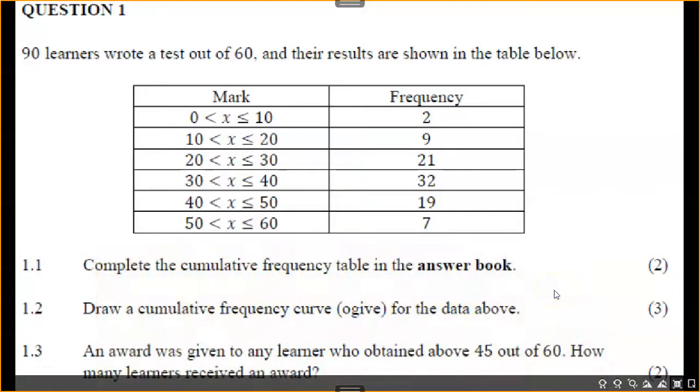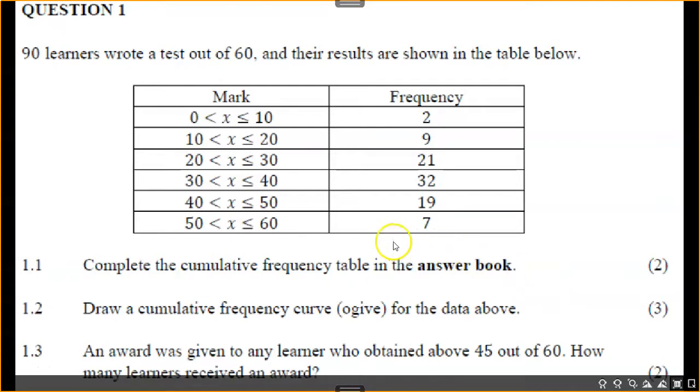Good day. In this video lesson, we'll be looking at the Cape Winelands Common September Paper 2 of 2018. And given to us is question 1. The information reads as follows. 90 learners wrote a test out of 60 and the results are shown in the table below.